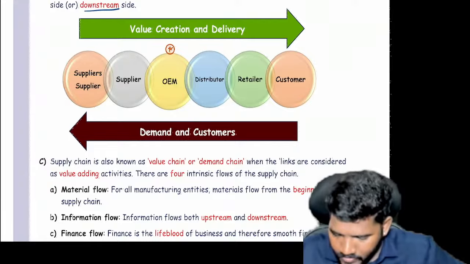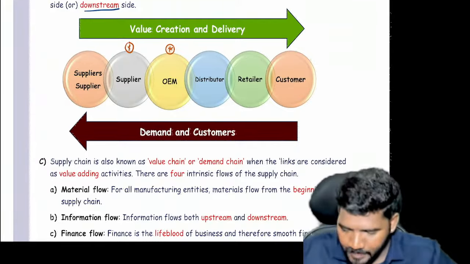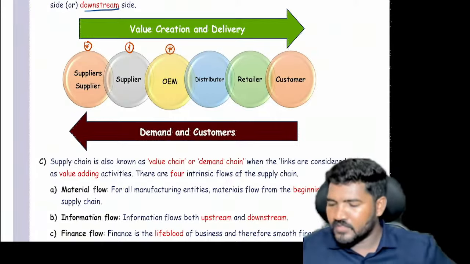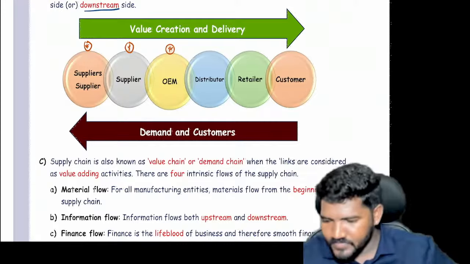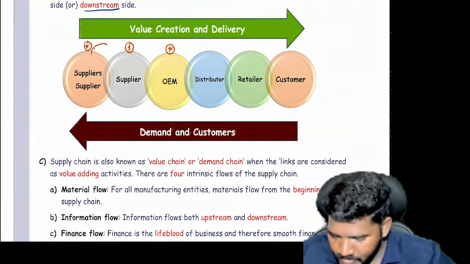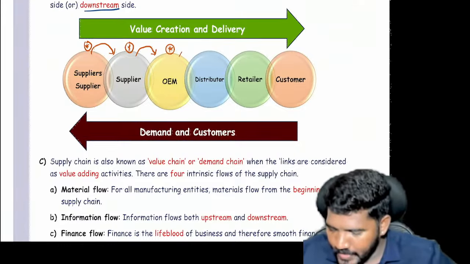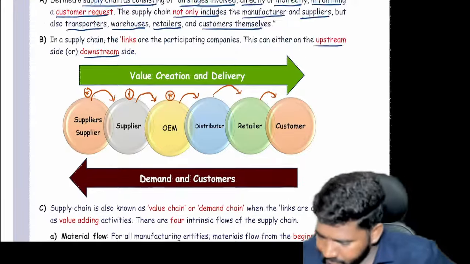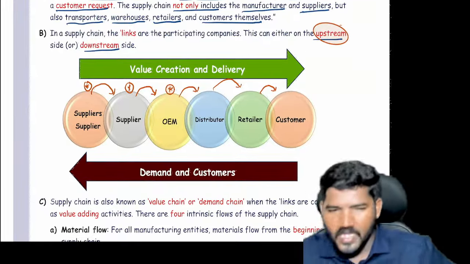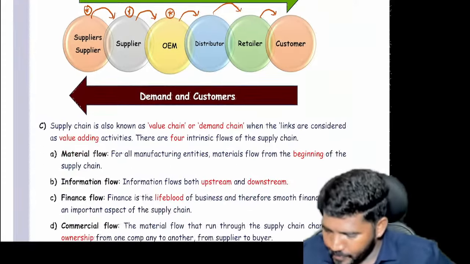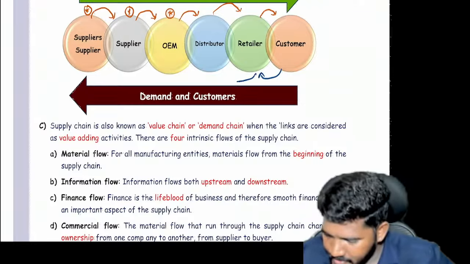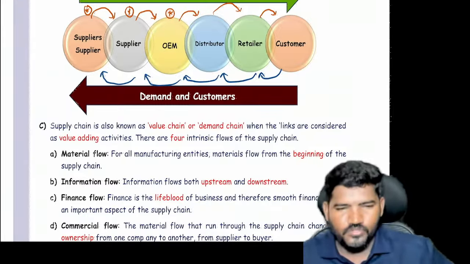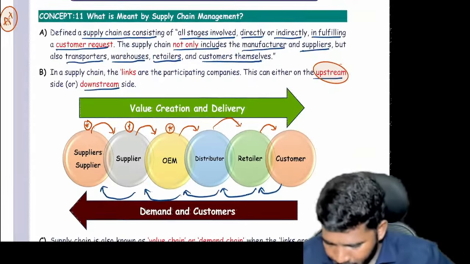Sometimes that supplier also doesn't have the raw material, so he will purchase from another person, who is also known as a supplier. It starts from the raw material. So supplier to supplier, supplier to OEM, OEM to distributor, distributor to retailer, retailer to customer. That process is known as upstream. Next, if the process starts from customer to retailer, retailer to distributor, distributor to OEM, OEM to supplier, supplier to supplier, this is called downstream.